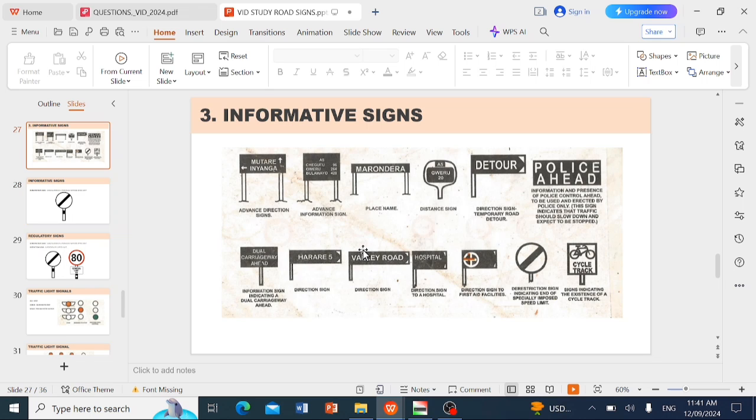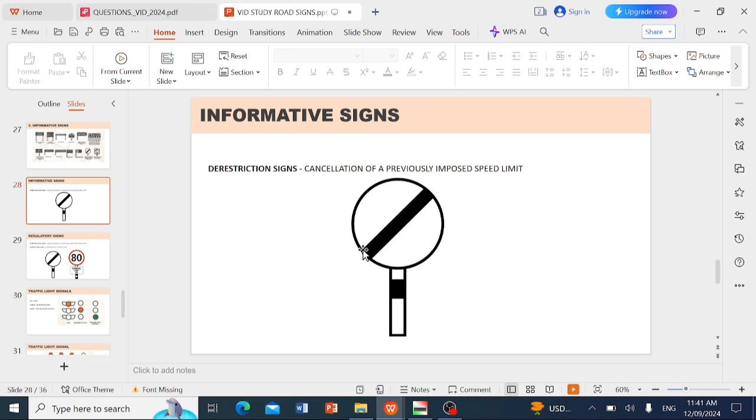All of these signs on informative signs are very simple and they don't ask a lot of questions on them. If they did, I would have told you, and I would have taught a lot on that. So this is the sign that you need to note, because a basic question will come like this: what does this sign mean, or this sign is in which class? So note that it is an informative class, and the sign means that it is a cancellation of a previously imposed speed limit.